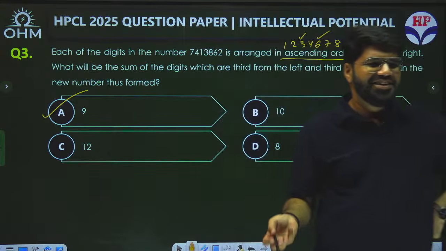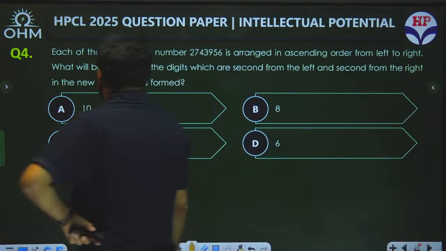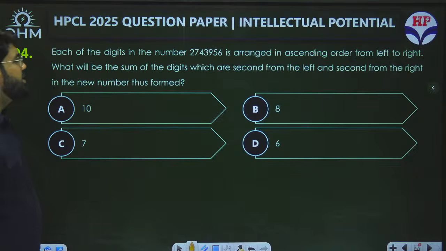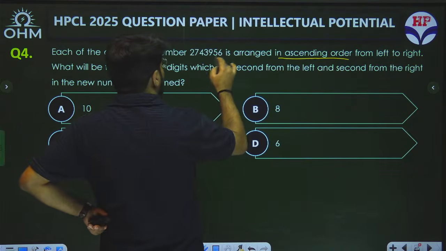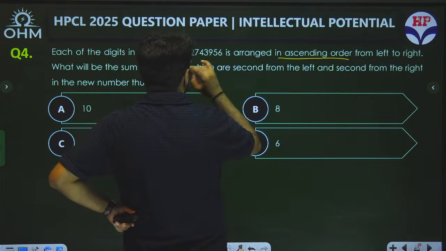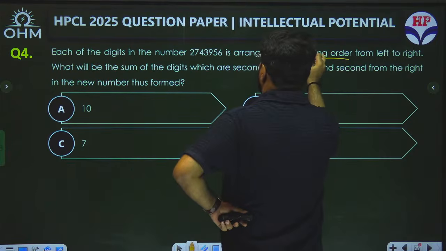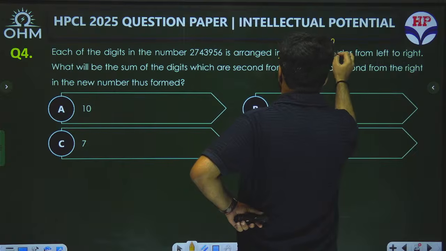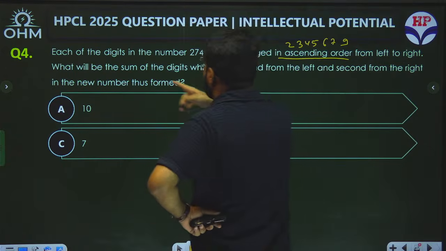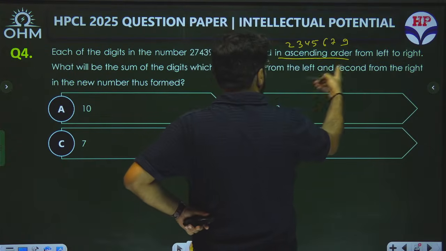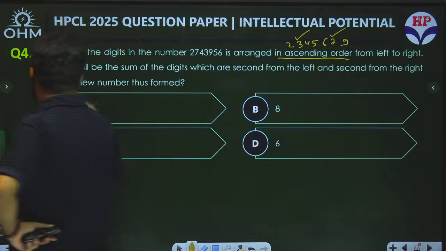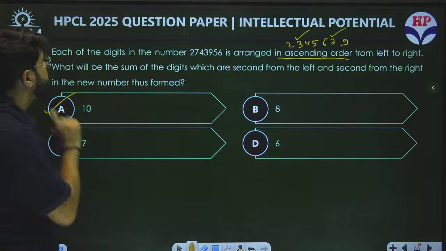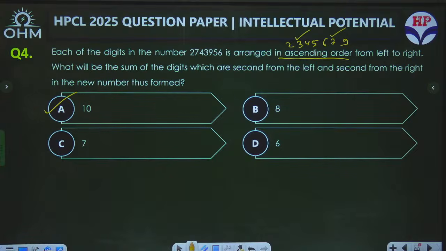Very, very easy. Each of the digits in the number are arranged in ascending order. Similar question. From left to right, now see, when I arrange it in ascending order, the numbers are 2, 3, 4, 5, 6, 7, 9. What is the sum of the digits second from the left and second from the right? Second from the left, second from the right: 3 plus 7, 10.